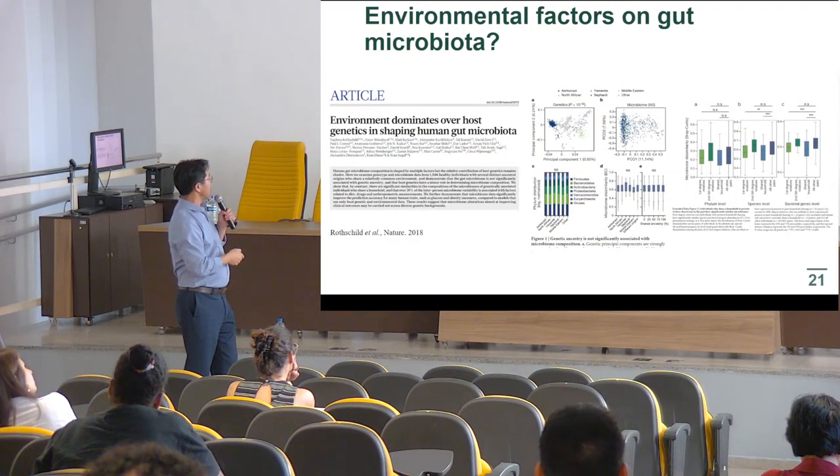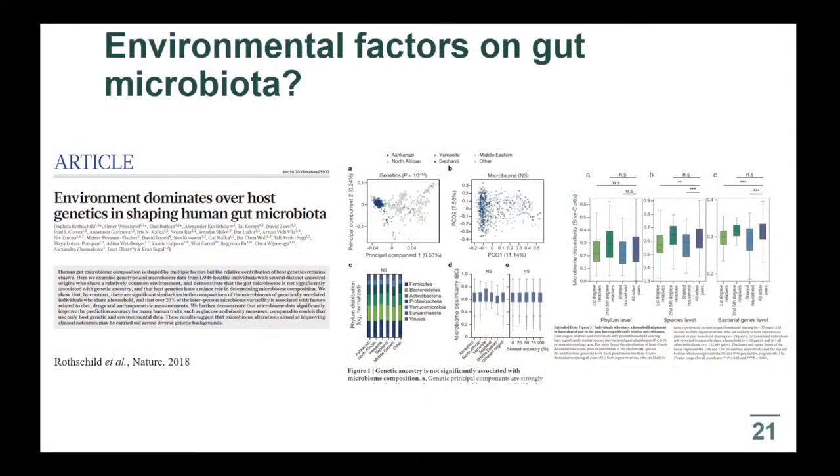However, this study published in 2018, again in Nature, said something different. They said environmental factors dominate over host genetics in shaping human gut microbiota. They recruited about 1,000 people with different genetic and ancestral origins, so they had 7 different groups, and then they divided them by surveying different groups.